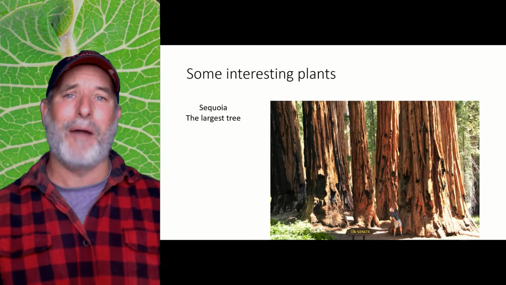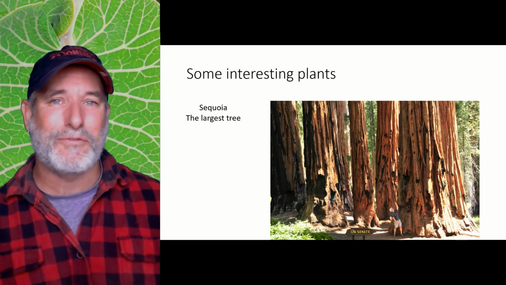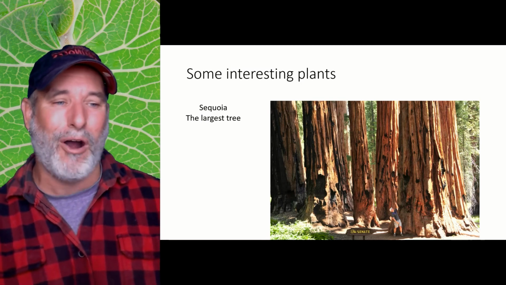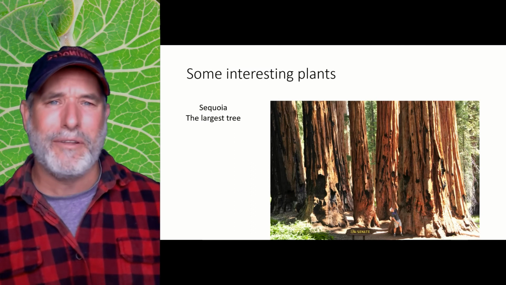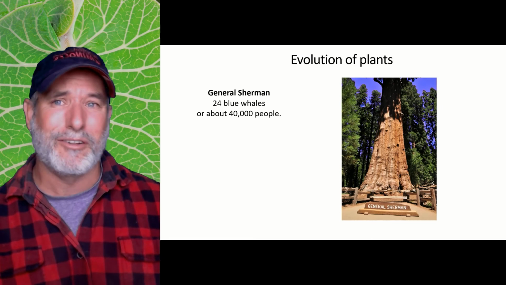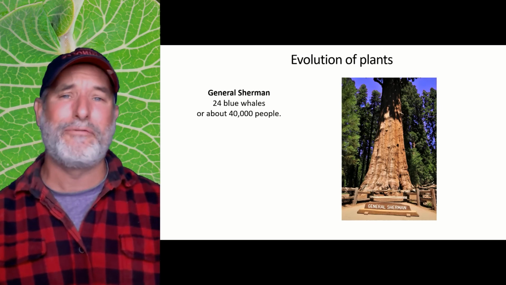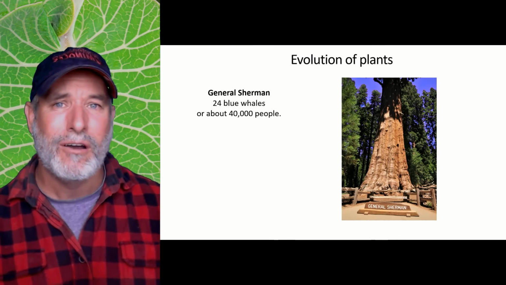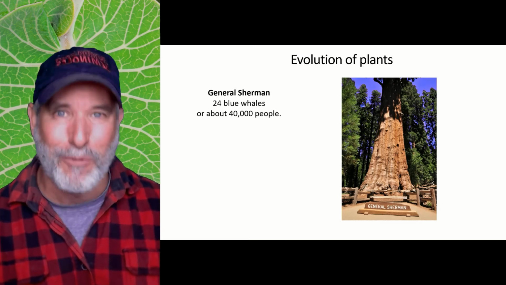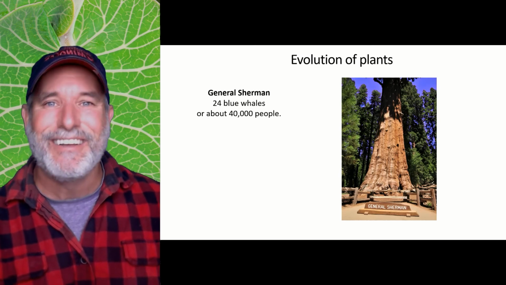At the exact opposite end, here's a sequoia. These things are enormous. This is from Sequoia National Park. You can see me looking up, it's enormous. And there's General Sherman, the largest tree we know about. It's got the mass of 24 blue whales, or 40,000 people. That's bigger than all of the University of New Mexico, right? That's as big as a big university.